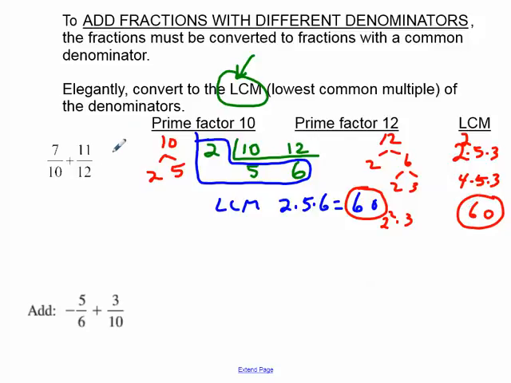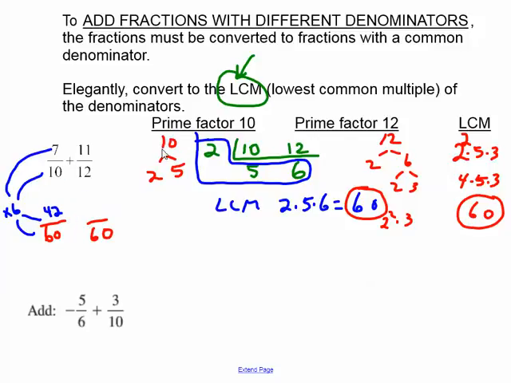So we're going to add fractions. We've got 7/10 and 11/12. I need to convert to my lowest common multiple. So my target denominator becomes 60. For the blue fraction, to get from 10 to 60, I had to multiply by 6. So the numerator at the top kind of comes along for the ride. 7 times 6 becomes 42. And there's our 7/10 written as 42/60ths with a common denominator.